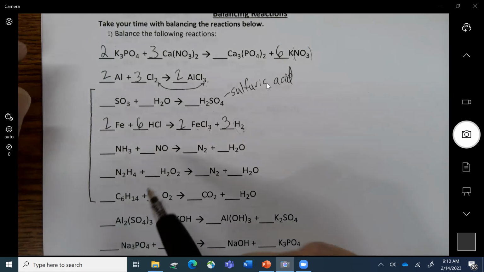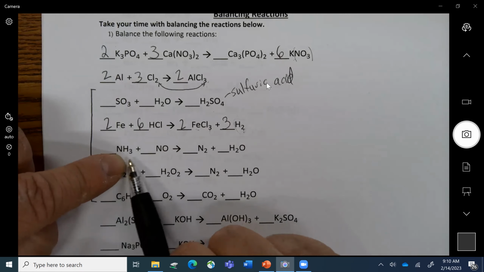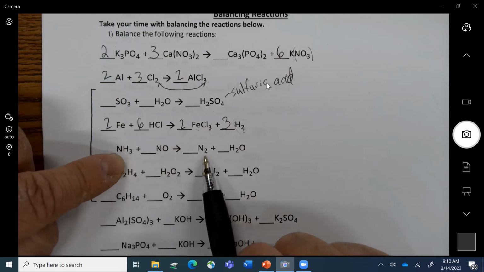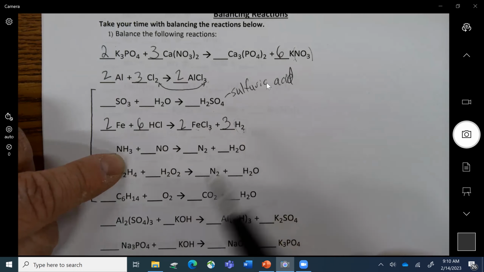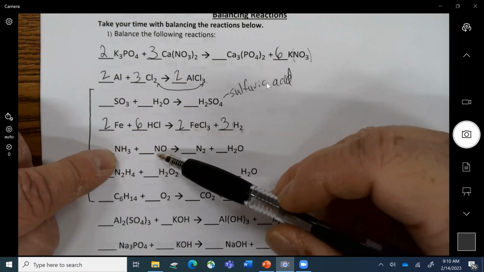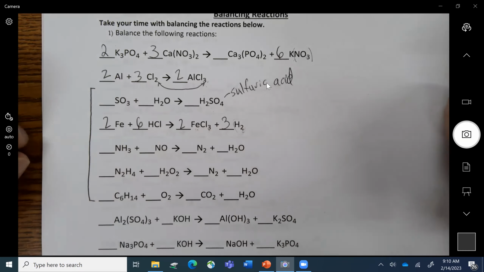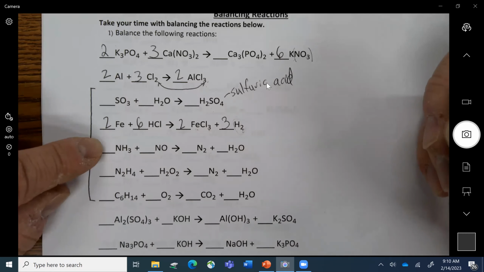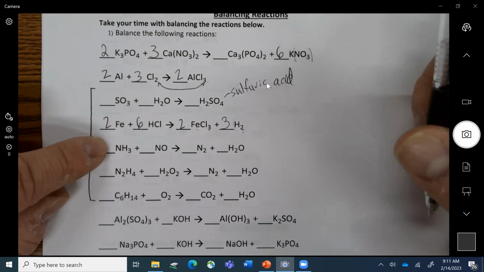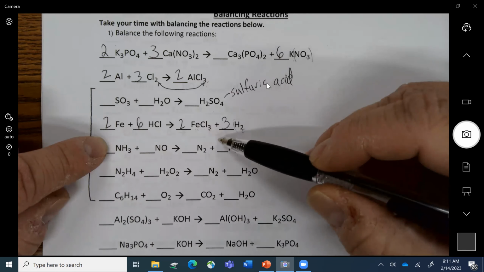Okay, so NH3 is ammonia, plus NO, gives N2 plus H2O. So I have nitrogen gas over here. I have an even number here, even number there, but my H3 and H2 here are the problem. So if I put a 2 here, that'll give me 6 hydrogen, and I have 2 hydrogen over here. So I'd put a 3.